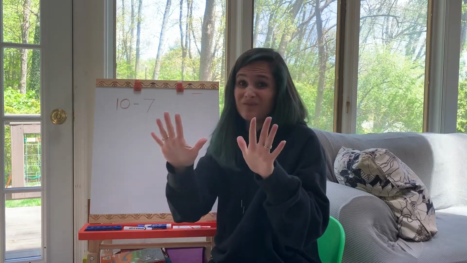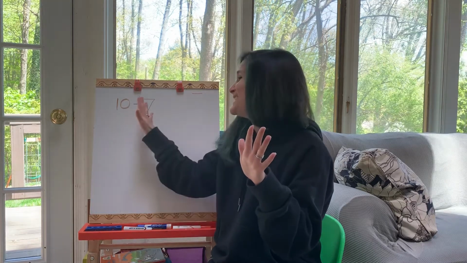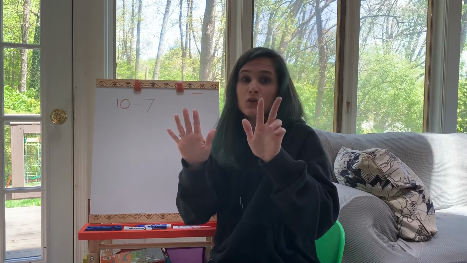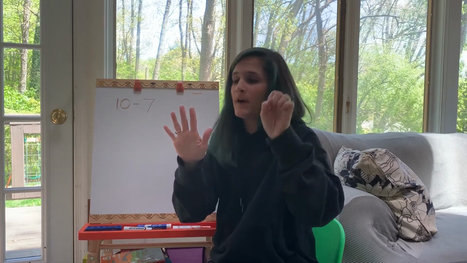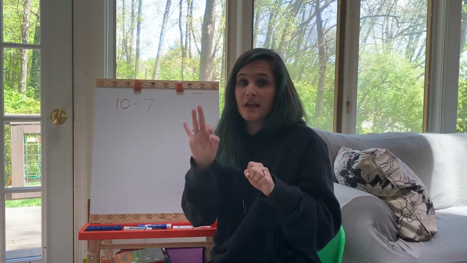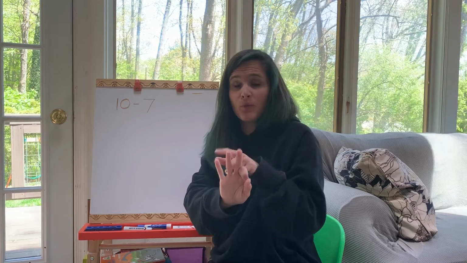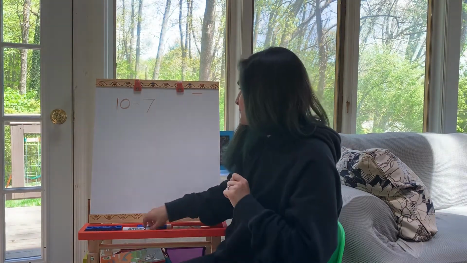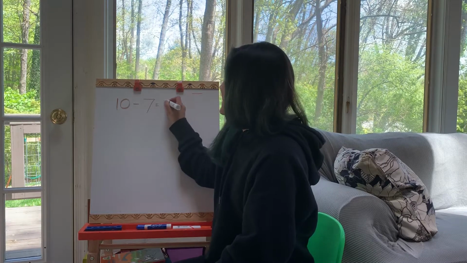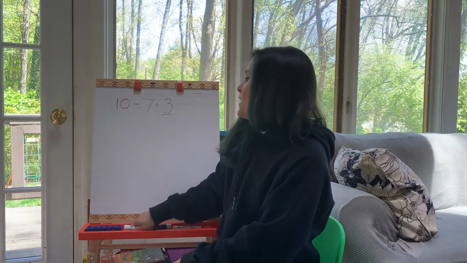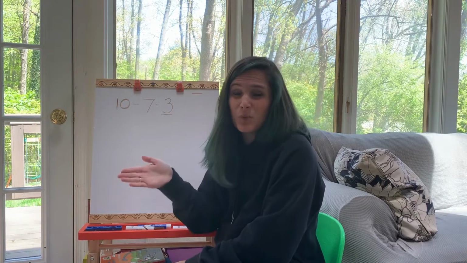So I have 10 fingers up right now, and I'm going to take away or put down 7 of those fingers. So I'm going to count out 1, 2, 3, 4, 5, 6, 7. And then I'm going to look at what I have left. And I have 1, 2, 3 fingers. And that is what I'm going to write down for my answer. You always are finding out what's left when I've taken it away or subtracted or minused it. So that's one way. Use your fingers. That's a simple way that we've probably already been using a whole bunch this year.